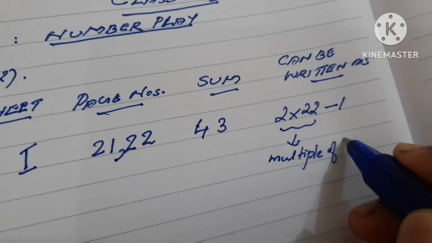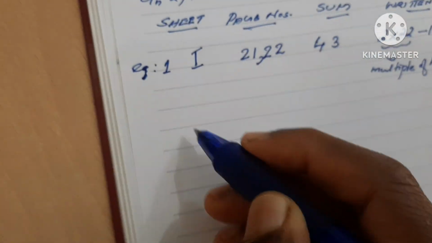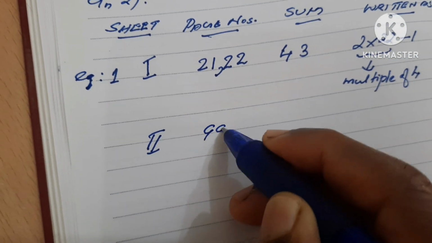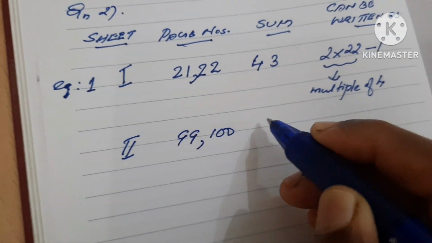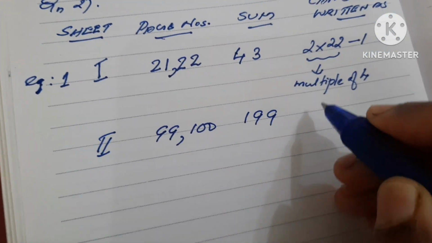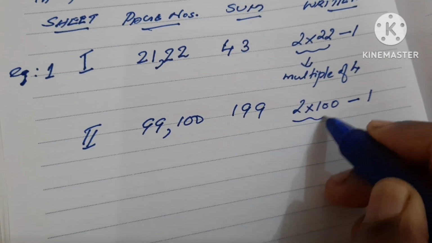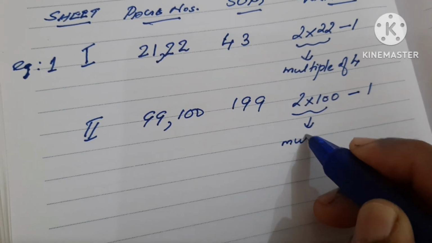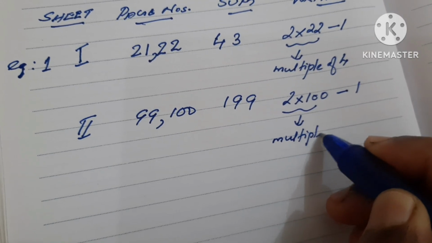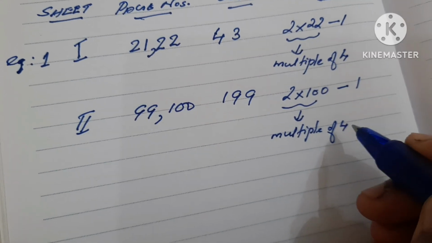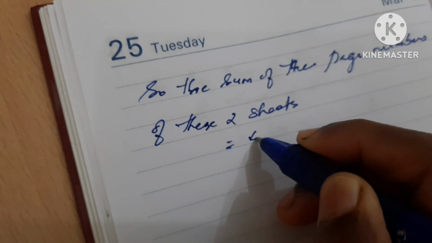Now we can take the second example. Take another random sheet, and let the page numbers be 99 and 100. So the sum will be 199. You can write it as double of 100 minus 1. Again, 200 is a multiple of 4. So it is 1 less than a multiple of 4.